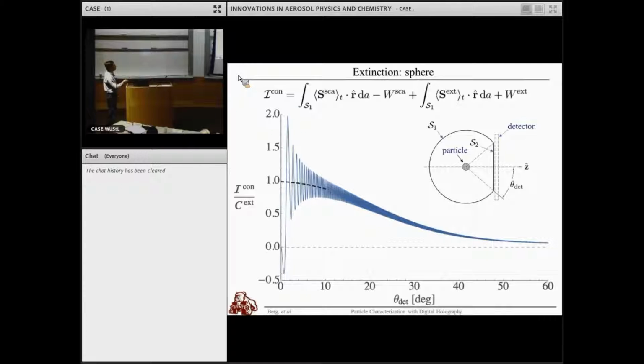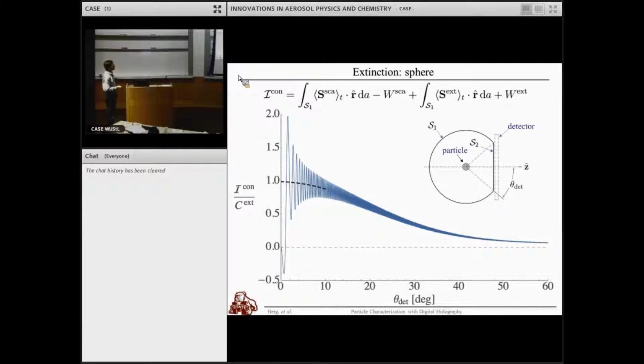Now, as you start increasing the size of S2 and integrating more and more of your contrast hologram, this curve oscillates rapidly, like I said, but notice that the average of the curve hits 1 here. So the average of the integral of the contrast hologram gives you, to good approximation, the extinction cross-section of the particle. Okay? And then as you integrate more and more of the detector, this thing asymptotically will go to 0.